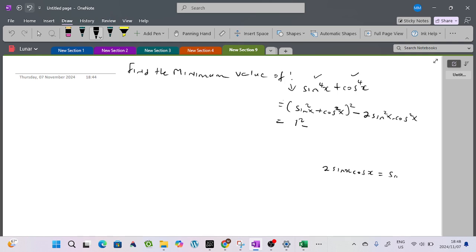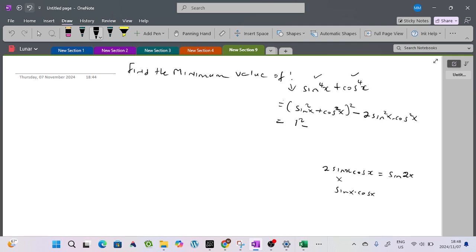This is the same as sine 2x. 2 sine x times cosine x is equal to sine 2x. But now we have the square: sine x squared and cosine x squared. The only way we could get sine squared x is if the expression is multiplied by another sine x, and to get cosine squared x we multiply by another cosine x.